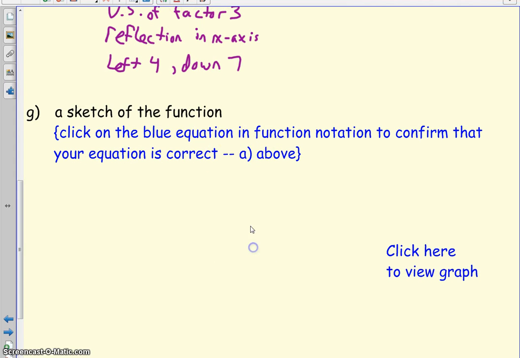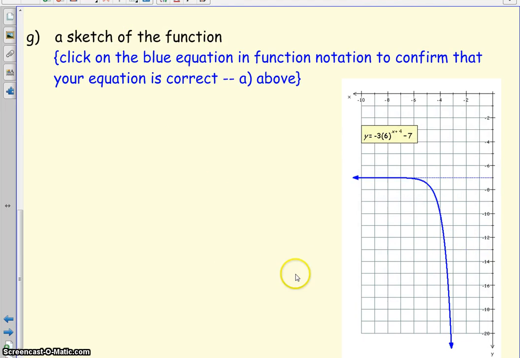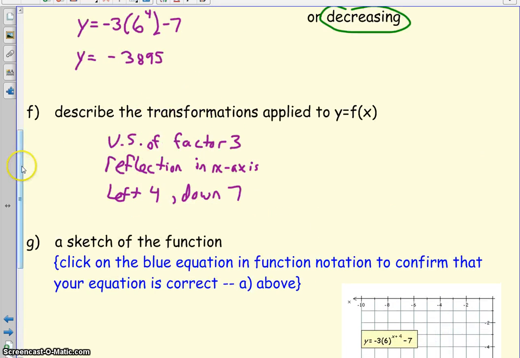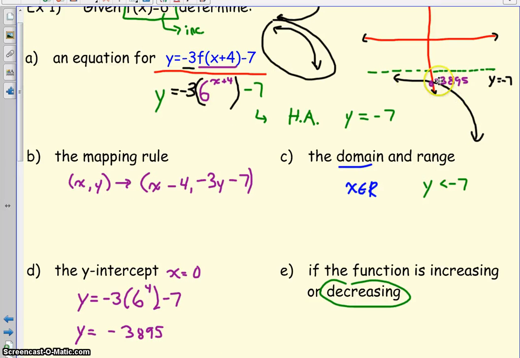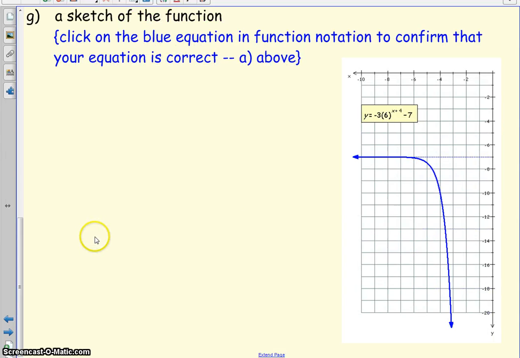So you can see by looking at the equation, that's what it generally looks like. Again, your shape might look a little bit different, but the same general shape is going to be there. You're going to have the right asymptote, and even though mine's not drawn to scale up here, I can still have my y-intercept drawn in at negative 3,895. As long as you have all that information, you'll have everything you need to get full marks.